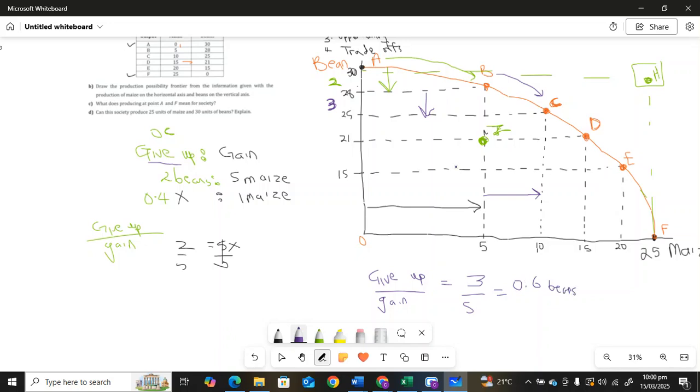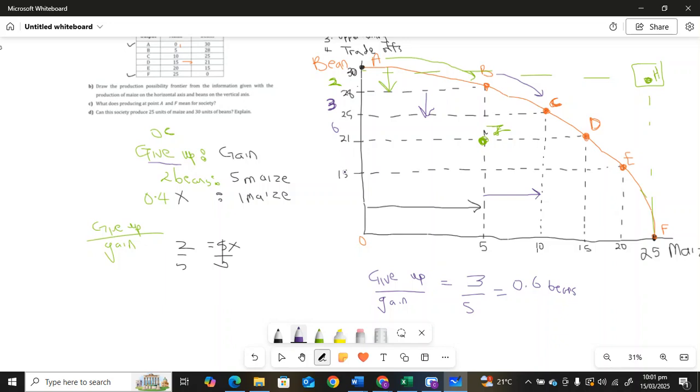So at this point, to gain one maize, you have to now give up 0.6 beans. Initially at point A, we had to give up 0.4 beans. Now from B to C, it's increased to 0.6 beans. So as I said, this bow-shaped curve is illustrating increasing opportunity cost. Because as you can see, first you give up 2 beans. Then you've given up 3 beans overall. The next, 25 minus 21, you give up 6 beans.